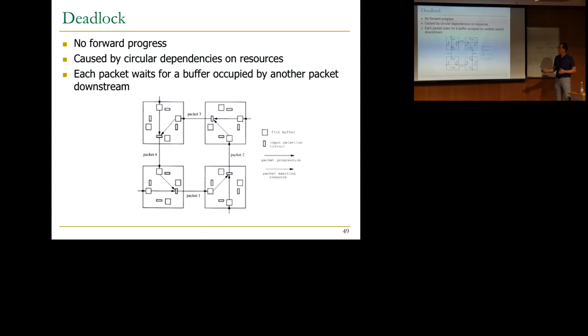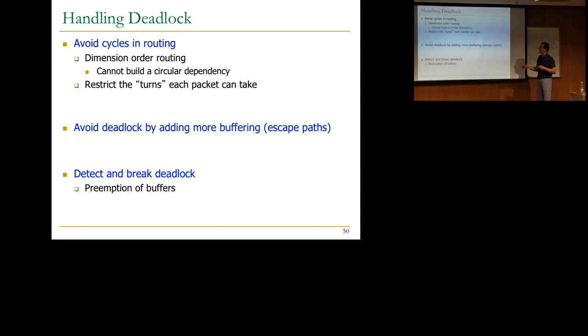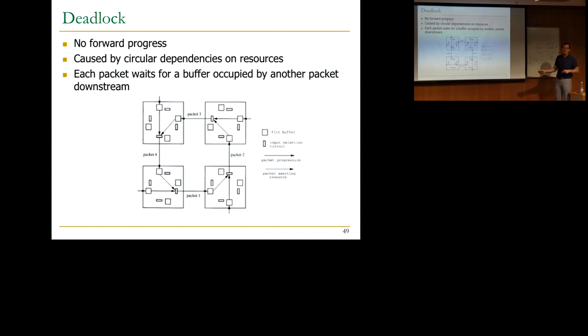For example, if you actually had some escape buffers over here, you could say, okay, I reserve these under these conditions, and maybe you escape that way. There are issues related to this, but you could potentially handle it this way. Or you could detect and break deadlock. You could potentially have some mechanism that detects this situation. And it's possible to do that. Deadlock detection is actually not that easy, but it's possible.